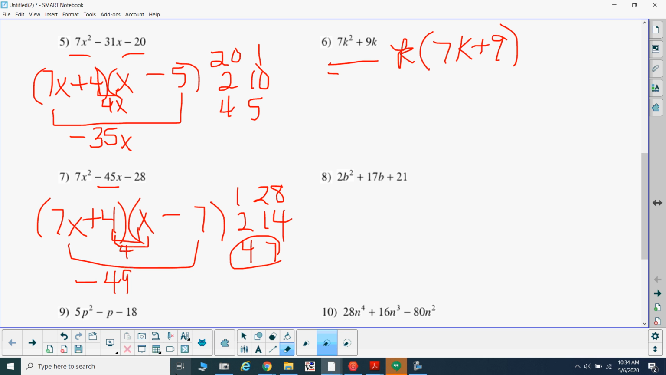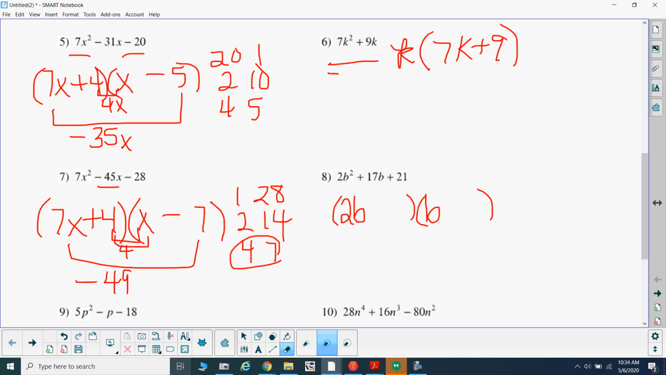All right, let's look at number 8. To do a number 8, I know I'm going to have two groupings again because 2 doesn't go into any of those 17 and 21. So I know my factors to start with are going to be 2b and b because that's the only thing that I can multiply together to get 2b squared.